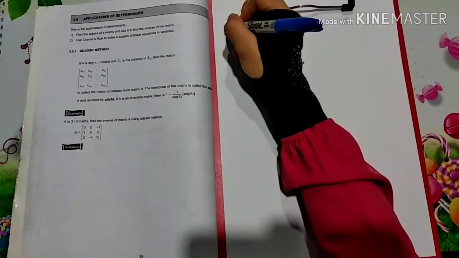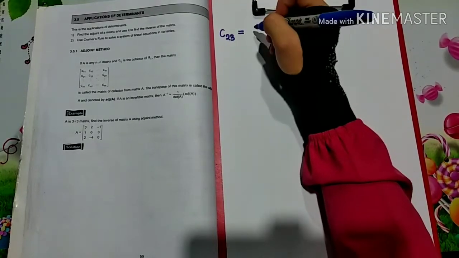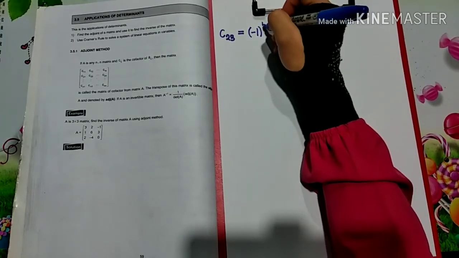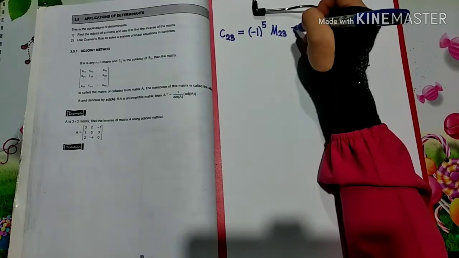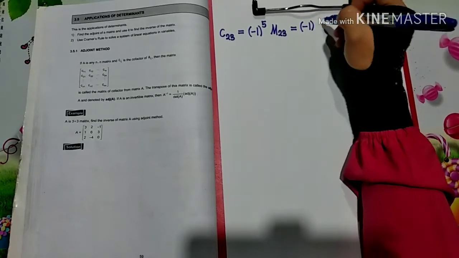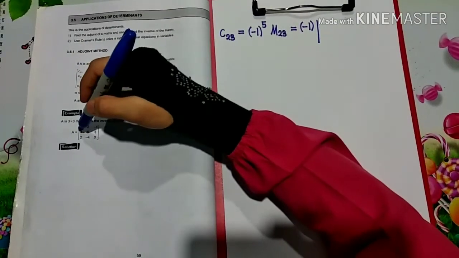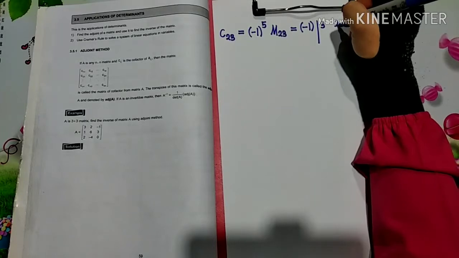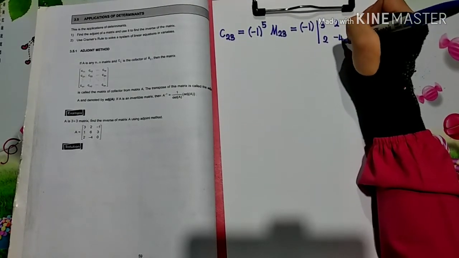The next one, C23. We do it the same thing here. Negative 1 power 5 M23 equal to negative 1 power 5, negative 1 M23, second row, third column. Second row, third column. So you will be left with 3, 2, 2, negative 4.